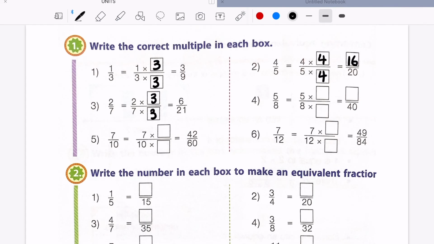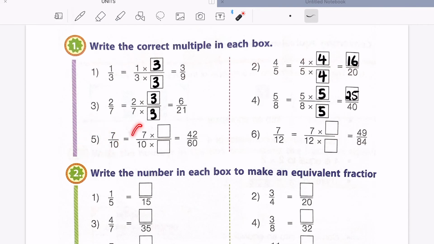5/8 equals blank over 40. So 8 times what equals 40? So we know 8 times 5 equals 40. So if we multiply by 5 here, we have to do the same on top. So 5 times 5 equals 25. Let's take a look at number 5.